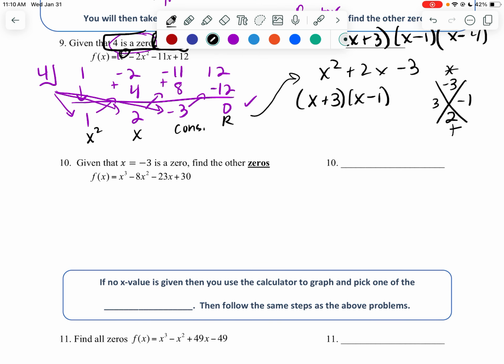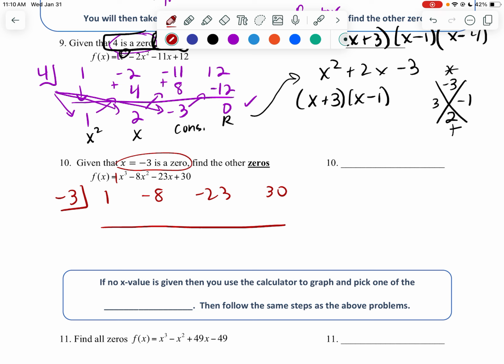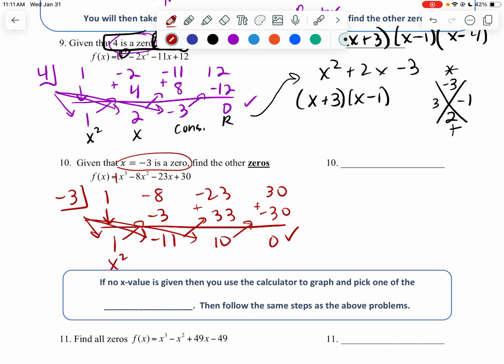Okay. Number 10 is the same idea here. So given negative 3 is a 0, put that in the box. Okay, do your synthetic division. Work through this. So remember, you should be getting a remainder of 0 for these, and we do. So this would be my x squared, my x, my constant, my remainder. So I bring that up.